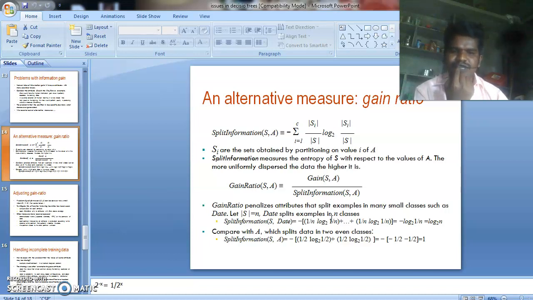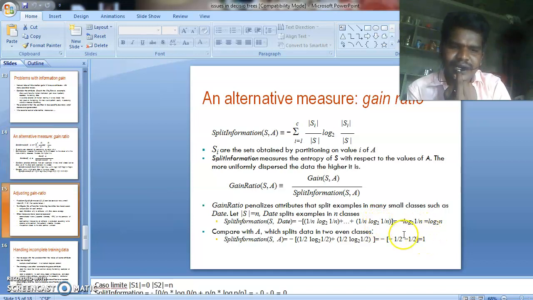Split information of S comma A is equal to minus 1 by n log base 2 of 1 by n, plus and so on, 1 by n log base 2 of 1 by n. Here we are getting log base 2 n. Substitute the even values. Suppose a continuous value attribute is split into two even classes, so n equals 2. Substitute the 2 value in the split information formula, and we get the result 1.